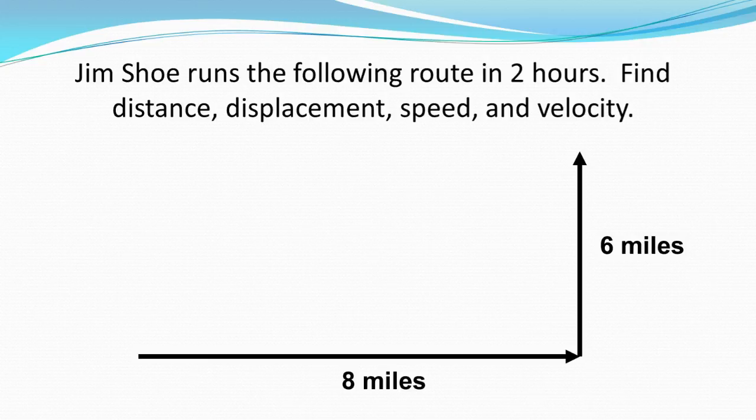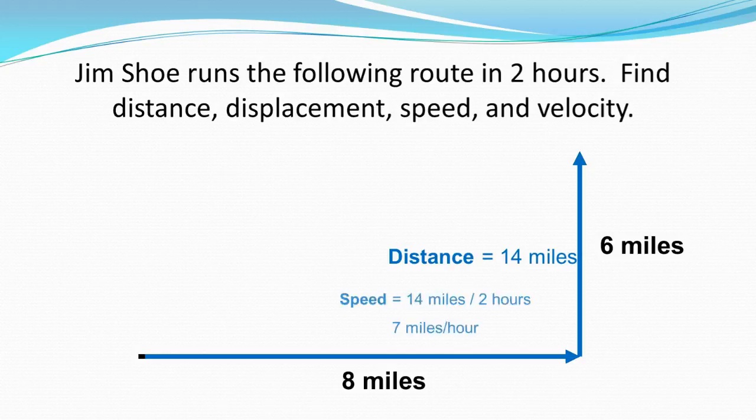In this example, Jim Shu runs the following route in 2 hours. Find his distance, displacement, speed, and velocity. So he runs 8 miles to the east and then 6 miles north. Distance measures the path. So he traveled 8 miles and then 6 miles to get a total of 14 miles. He traveled this distance in 2 hours. To find his average speed, I would take 14 divided by 2 hours to get 7 miles per hour.